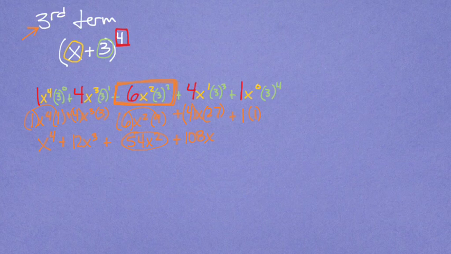Okay, then the last term we'd have 1, x to 0 is 1. 3 to the 4th power, so 27 times 3 gives me 81. So 1 times 1 times 81 will give me 81. So that's how if you had to expand the whole thing. But again, the problem only asks for the third term, so we just take care of the third term.